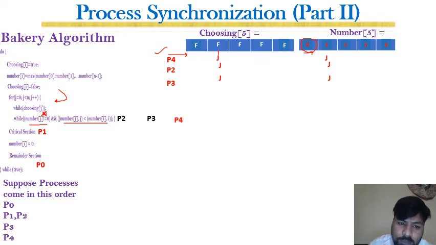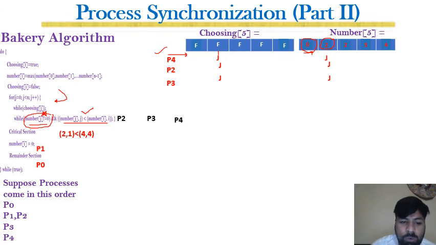Once again it will move ahead and evaluate the conditions, and you can find that the first part of the condition is true. Now number at j should not be equal to 0, and here you can see that number at j is not equal to 0. The second part, number at j comma j should be less than number at i comma i, 2 comma 1 should be less than 4 comma 4, and you can check here that this condition is also true. So if both of the conditions are true, it means that P4 should be blocked over here. And currently P1 is in critical section, P0 is in remainder section, P2, 3 and 4 are in block or busy wait states.